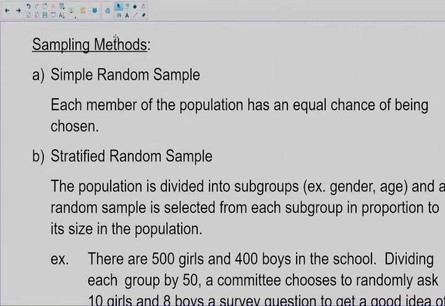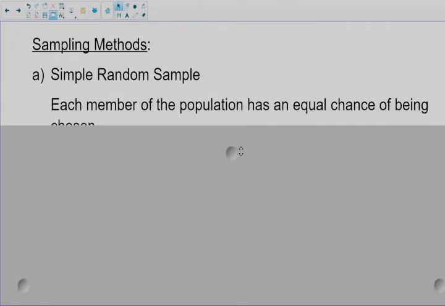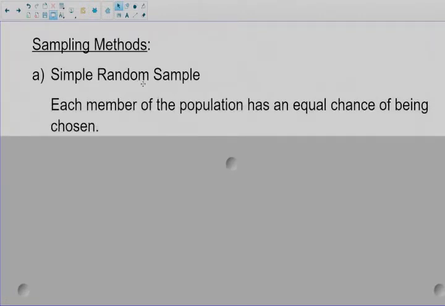Sampling methods. So I'm just going to pull the shade down here so I don't reveal everything at the same time. So there are different sampling methods that can be used to gather information. One of the ones you'll see very often is a simple random sample. So in a simple random sample, each member of the population has an equal chance of being chosen.